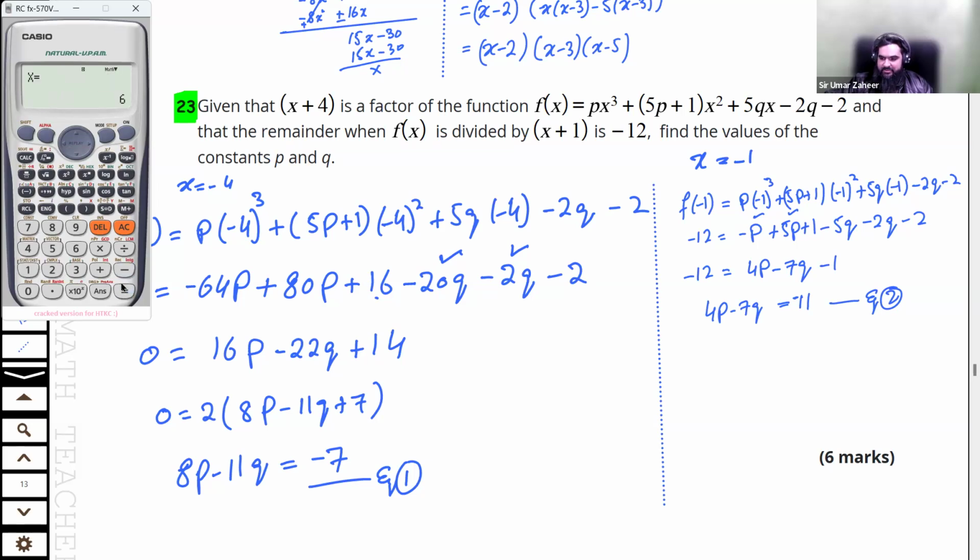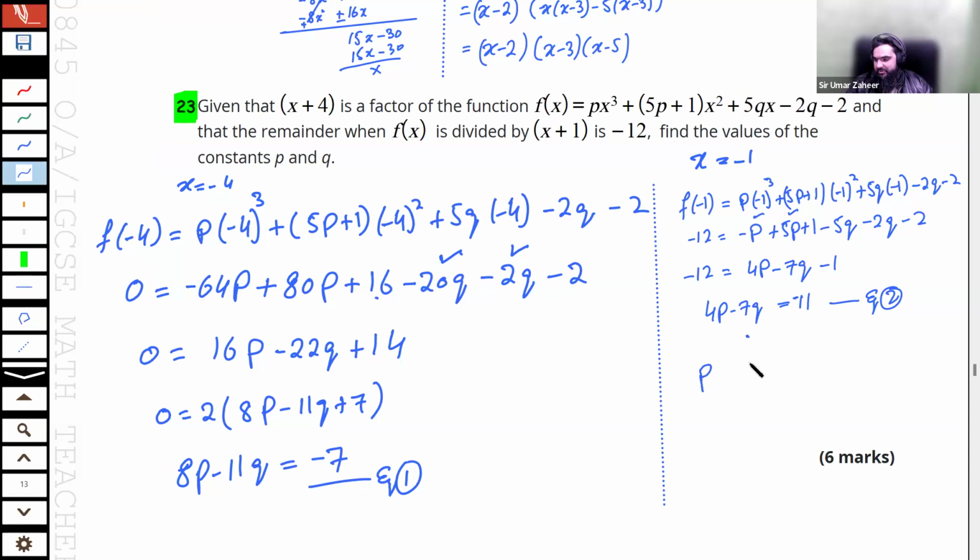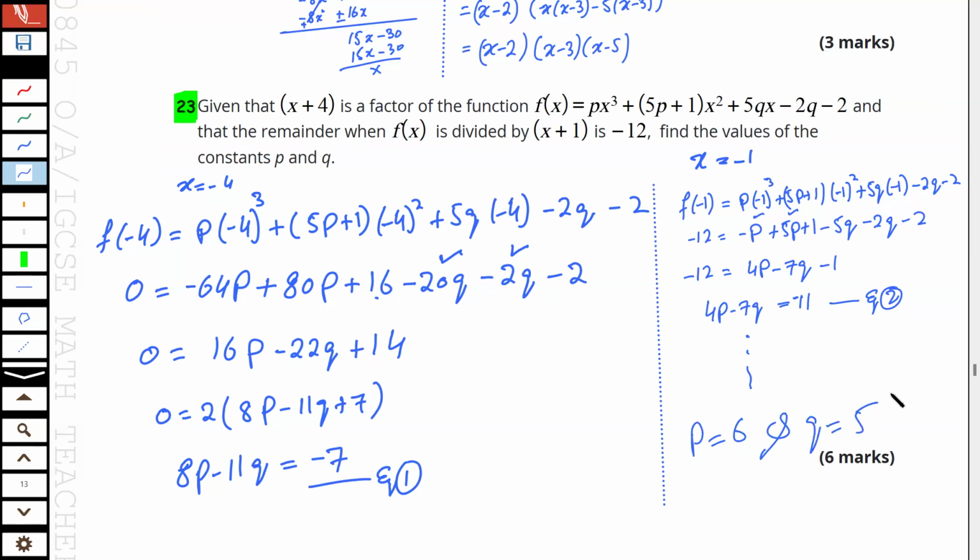So I'm going to get 6 for the first variable, meaning p is equal to 6, and the second value is 5, meaning q is 5. You have to do the simplification, so at the end you will get p is equal to 6 and q is equal to 5. Any question till here?